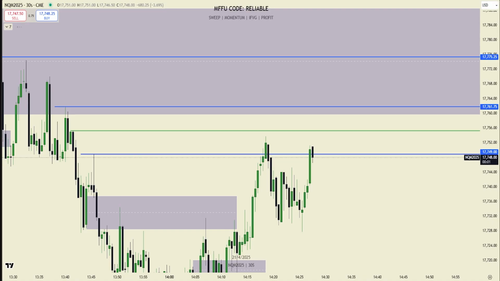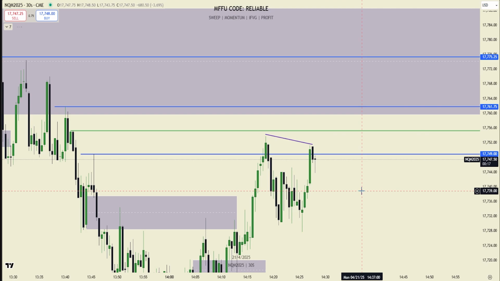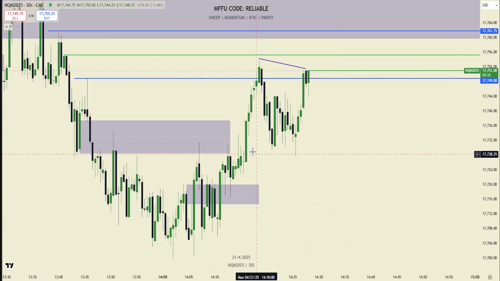We do have an SMT at this high, so we'll see if that has any reaction on price. I do think we've flipped bullish here. I mean, we're respecting bullish PD arrays, disrespecting bearish ones.